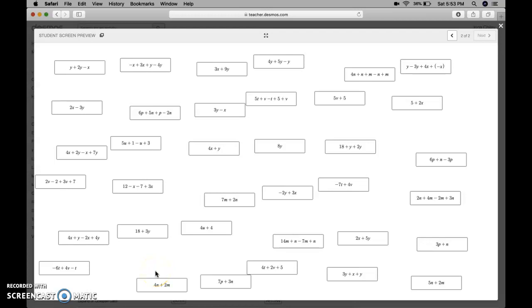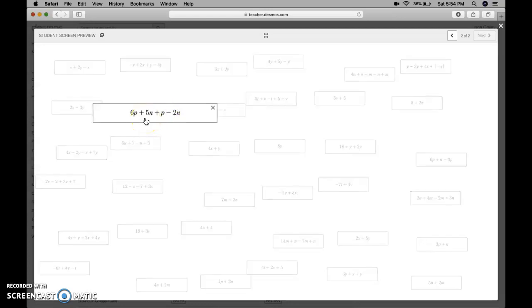For this Desmos activity, you are going to do a card sort, and you'll see a screen like this. You're going to have cards with algebraic expressions, half of which need to be simplified and half of which are already simplified. You're going to find the cards with expressions that need to be simplified, simplify those algebraic expressions by combining like terms, and then pair the card with its simplified answer.